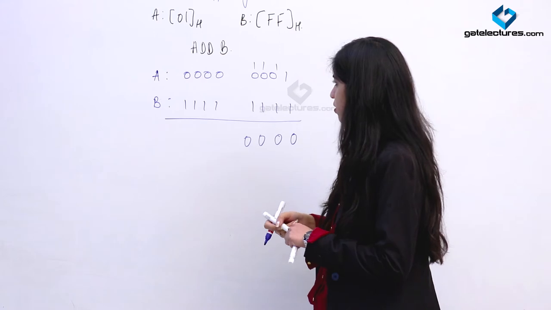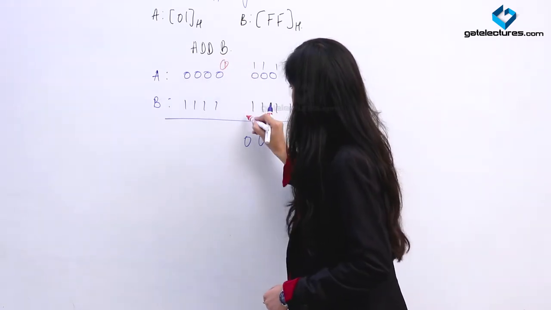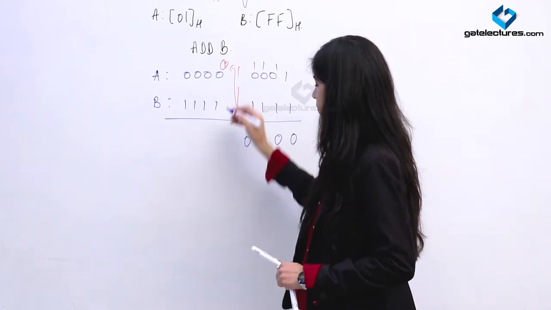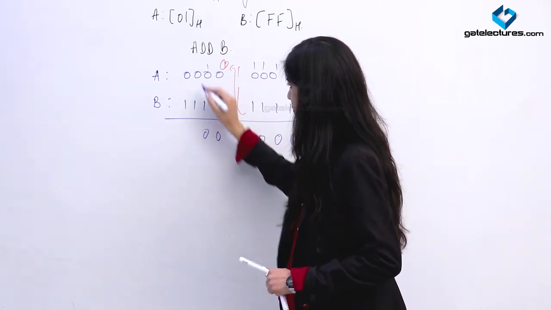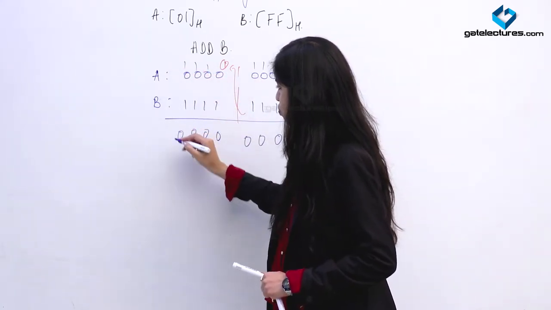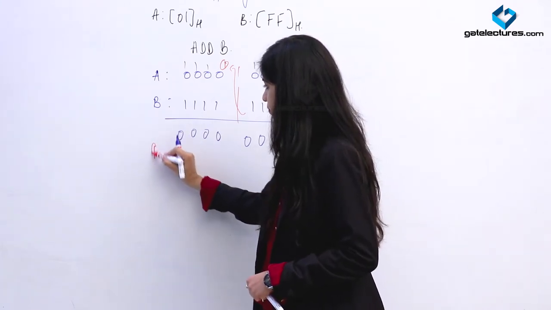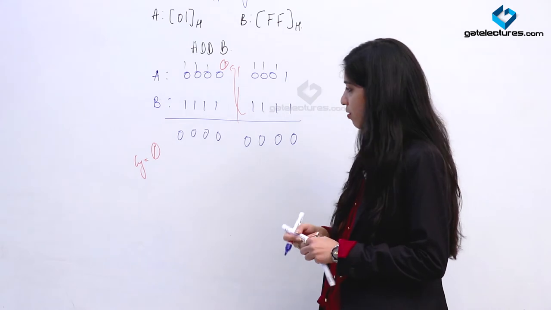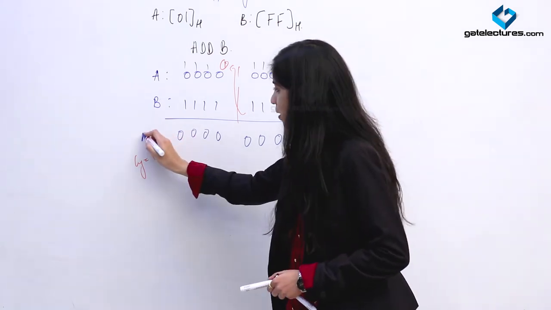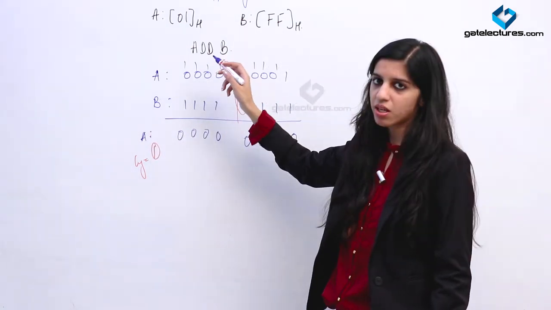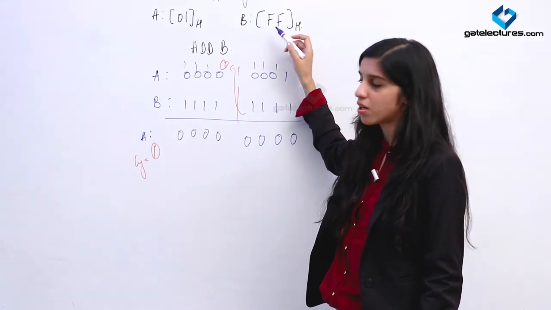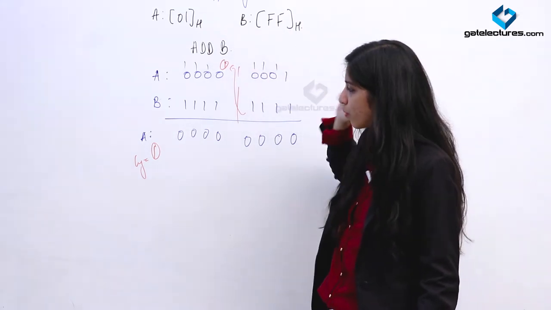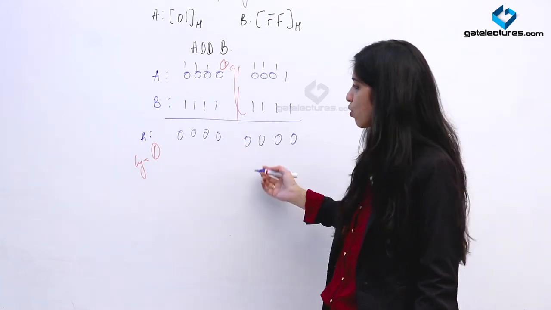So we've got an auxiliary carry, but again 0. So see, finally the contents of the accumulator. After this instruction, the contents of B are not going to change. The register B is untouched. The contents of the accumulator are going to be overwritten with the result, which is 0.